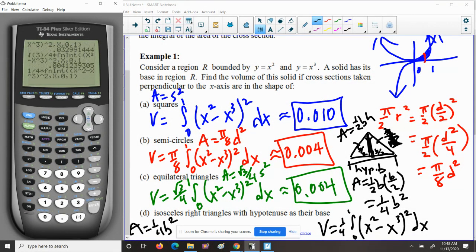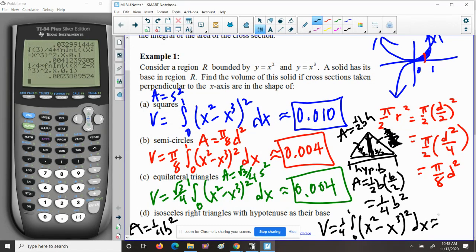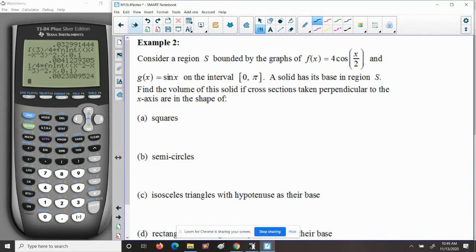Wow, that one felt like it went a lot faster. And that gives us 0.002. Okay, so these are very small volumes, but we were dealing with a pretty small region to begin with. Let's take a look at another example, a little bit more complicated.